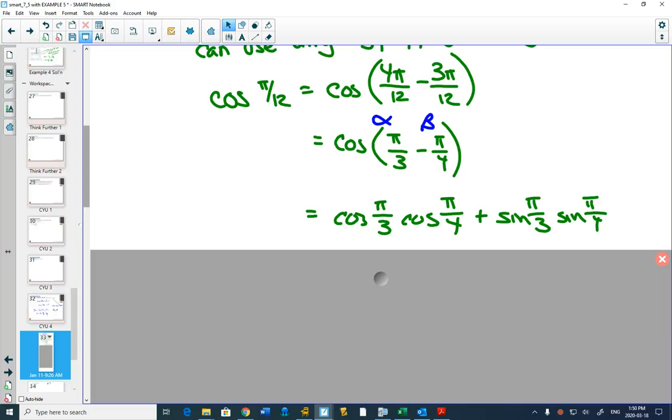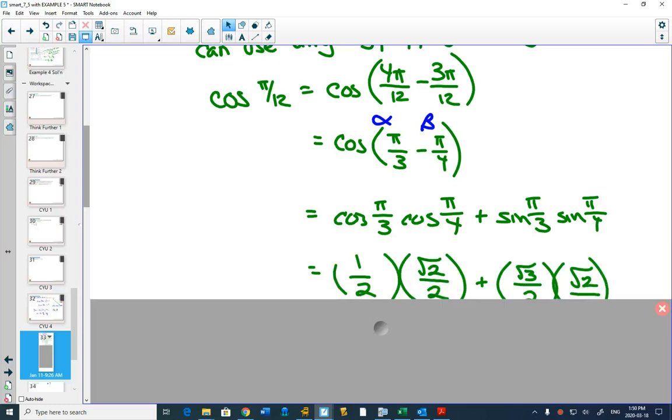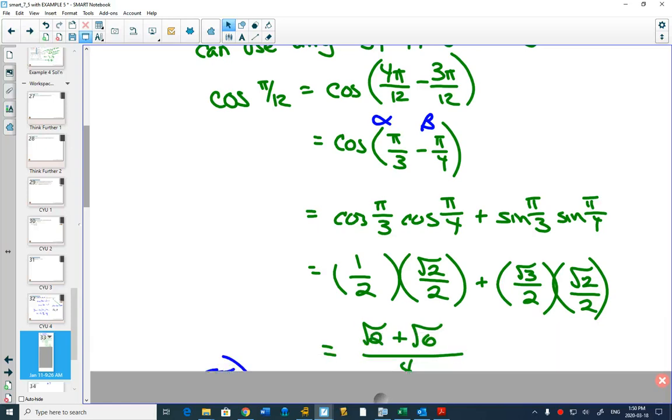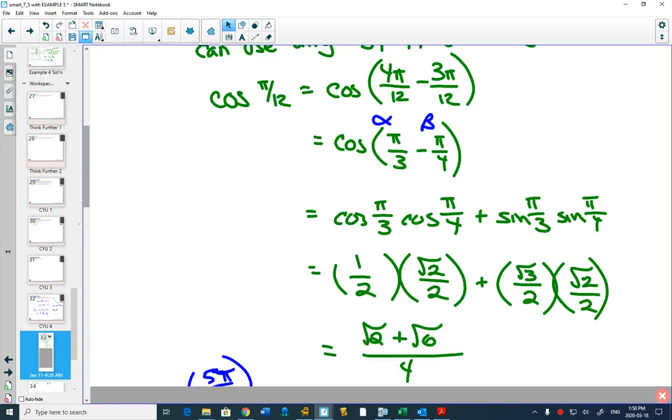So now you're going to plug in those values. What's cos of pi over 3? Well, it's 1/2. Cos of pi over 4, root 2 over 2. And you have to write your answer as a single fraction, so you have to multiply your fractions. You'll have a common denominator of 4. So you can put it together to be root 2 plus root 6 all over 4.